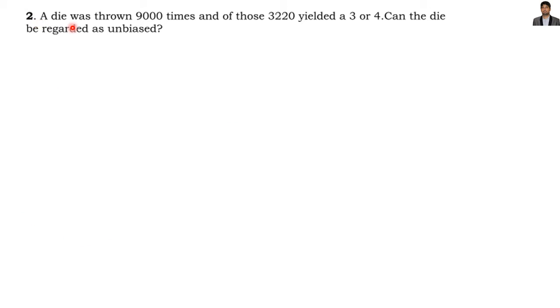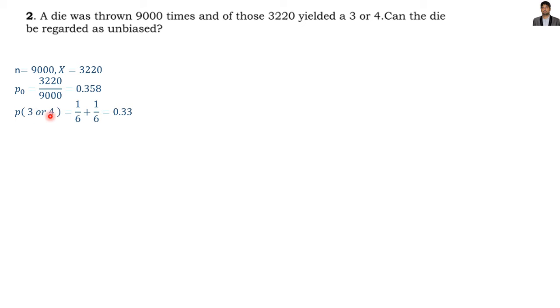Number 2, a die was thrown 9,000 times and of those 3,220 yielded a 3 or 4. Can the die be regarded as unbiased? So we have n number of trials, 9,000, x is equal to 3,220. So P naught or P0 is equal to 0.358. We got it by dividing x over n.